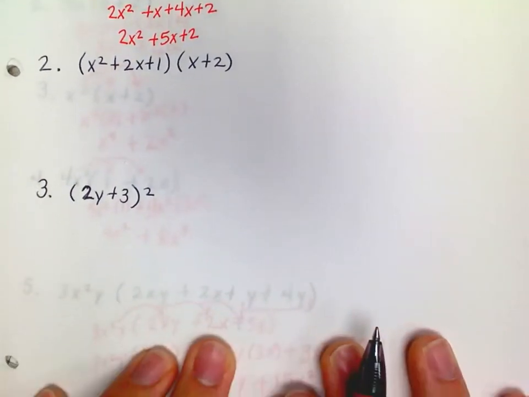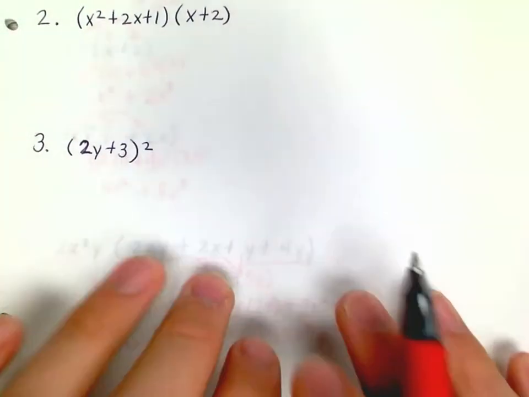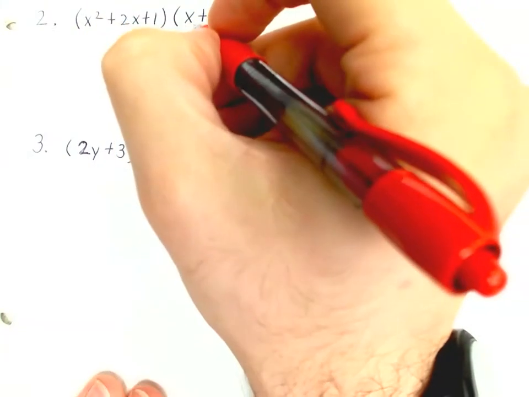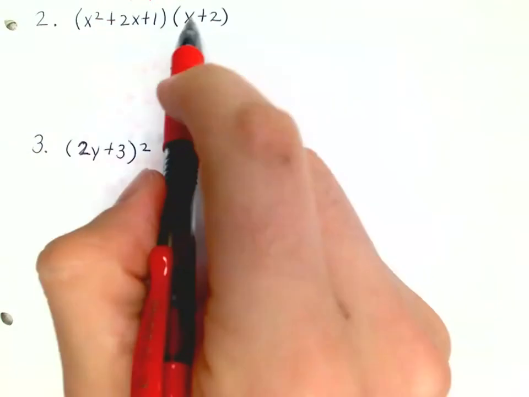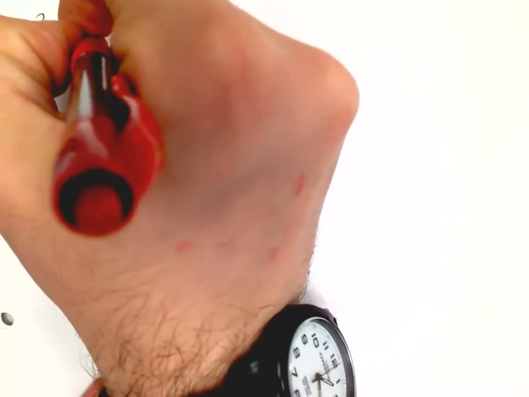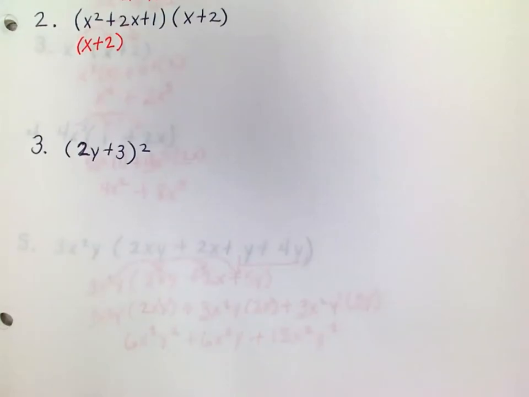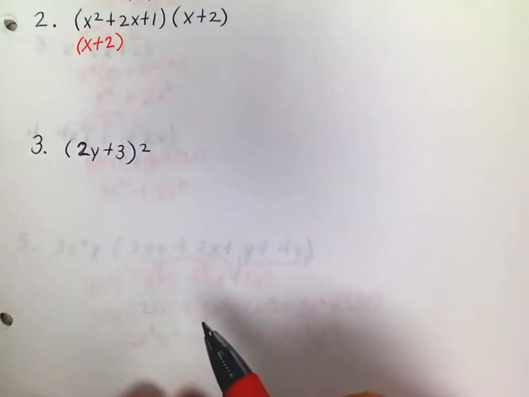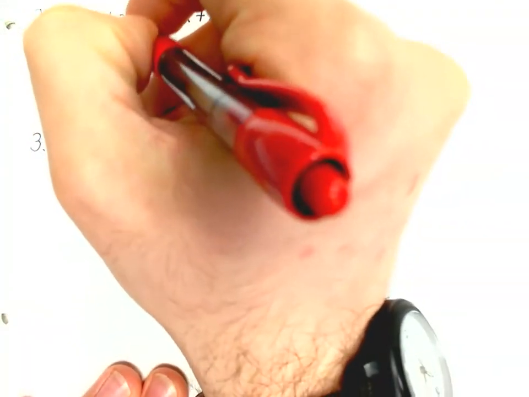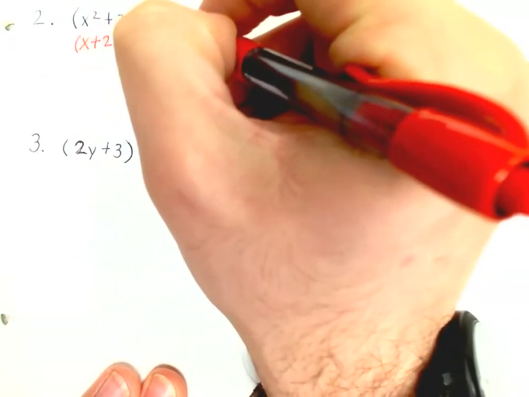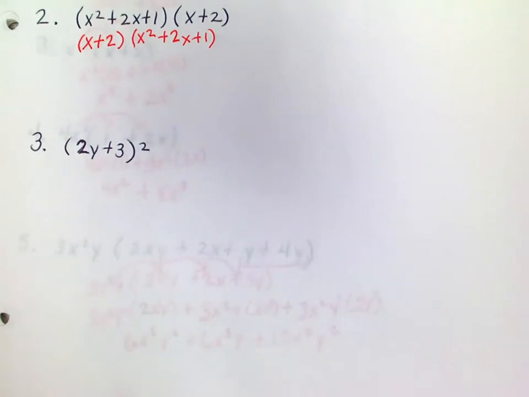Let's look at number 2. We have a trinomial times a binomial. What I would recommend doing to save a bit of time is I would swap positions of the binomial and trinomial. I would say instead of x squared plus 2x plus 1 times the quantity x plus 2, I would just swap the positions and make it x plus 2 times x squared plus 2x plus 1. It's going to help with using the FOIL method.